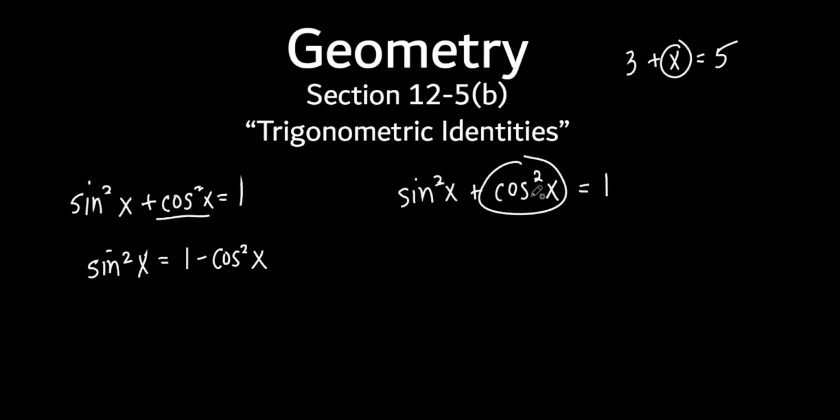So if I want to get the cosine squared by itself, what do I want to get rid of that's on the same side of the equal sign? The sine squared. How do I get rid of the sine squared, that whole thing? This is being added to this, so I subtract it from both sides. So I've got cosine squared equals what? 1 minus the sine squared. All right?